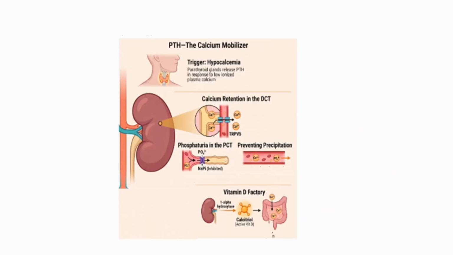Now we construct the second independent regulatory system on our canvas, which is parathyroid hormone or PTH, which operates as the primary calcium mobilizer. We locate its source within the neck, where the parathyroid glands release PTH into the bloodstream in response to a low ionized plasma calcium signal known as hypocalcemia. PTH circulates to the kidney, where it targets two completely separate tubule zones to execute an elegant dual manipulation of mineral transport designed to restore calcium balance while preventing dangerous mineral precipitation in the blood.